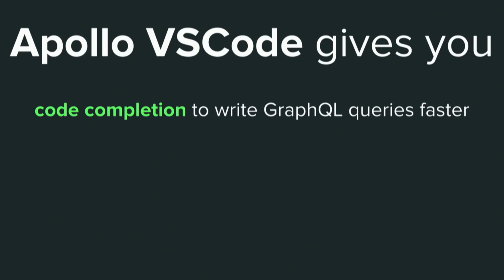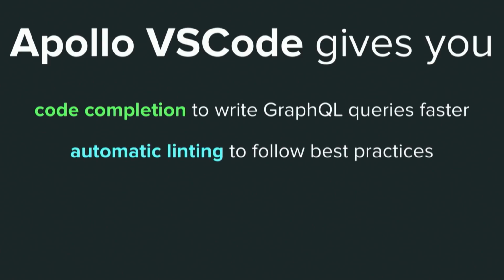So what does Apollo VSCode give you? It gives you code completion to write GraphQL queries faster. And this is something we've seen. Basically, anywhere you're writing GraphQL, you will get code completion. That's something we've really focused on. So if you're writing fields that take parameters that are enums, we'll give you code completion for the enums. If you're writing mutations, we'll give you code completion there. Anywhere you can think of, you get code completion.